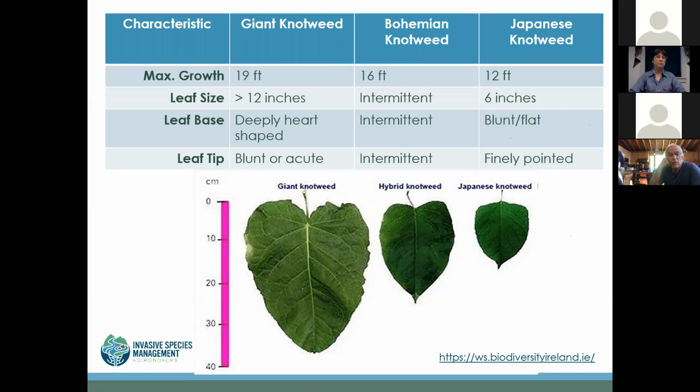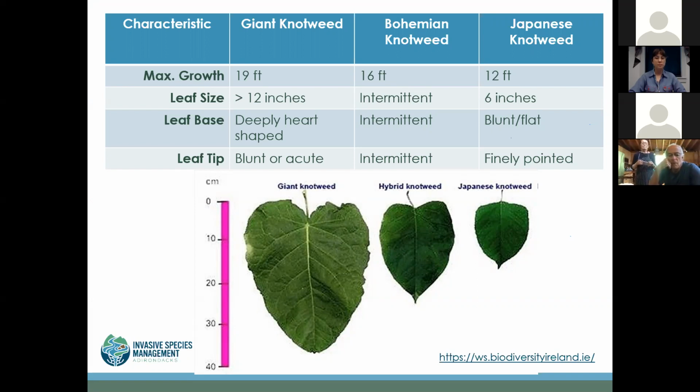In addition to the size that it grows to, the leaf size also differs between the three species. Giant knotweed leaves are very large and can exceed 12 inches in length, while Japanese knotweed is typically more in the range of 6 inches in length, with Bohemian being intermediate between the two.